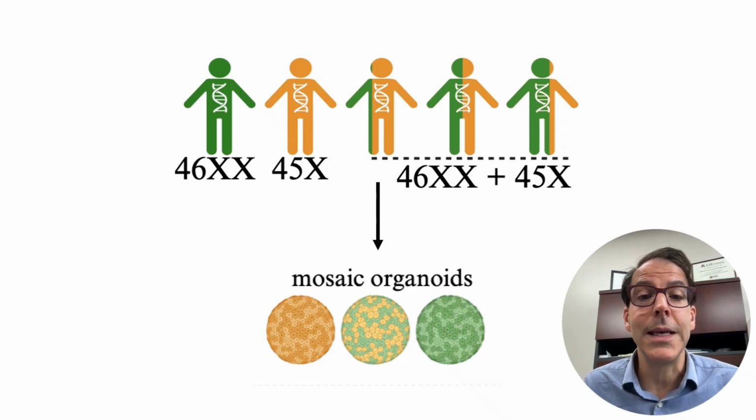If we take cells from people with Turner syndrome who have mosaic karyotypes, the cells in the organoid that we are studying also have mosaic karyotypes. This allows us to determine what mix of cells is necessary for a heart to develop and what type of cells in the developing heart function normally or abnormally in Turner syndrome.